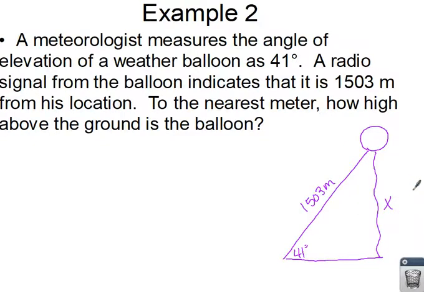So x is the opposite. The 1,503 is the hypotenuse. So this is sine. We set up our sine equation. So this is a multiplication problem. And I get 986.1. Well, it said to the nearest meter, so we'll get rid of the 0.1. 986 meters high, because the balloon's floating, so we really don't need an accurate measurement. We need a whole number measurement.